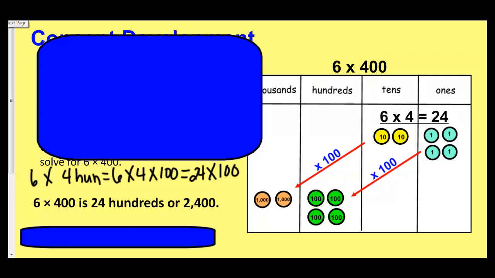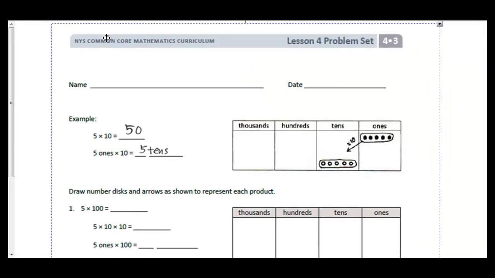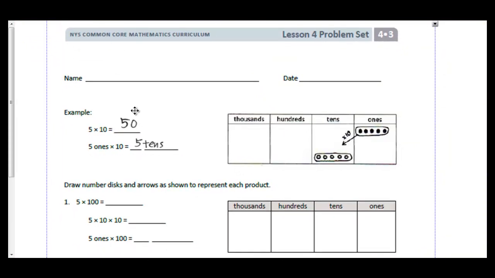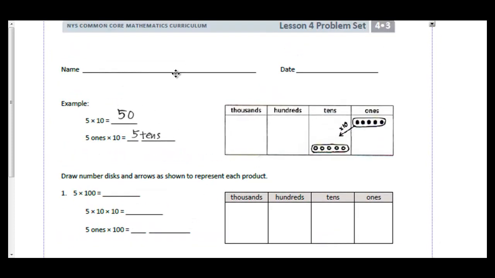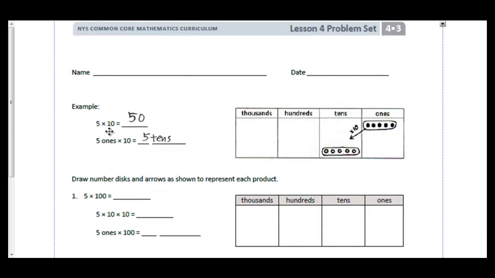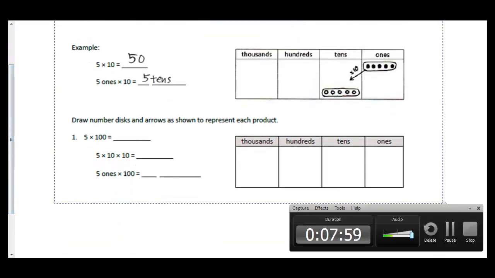So get out problem set 4, and we're going to practice a little bit now. Go ahead and put your name at the top of your problem set, and you're going to notice that they included an example. The examples are always very helpful because they give you an idea of what they're expecting. So 5 times 10 equals 50, which is 5 ones times 10, which is the same thing as 5 tens. We're going to draw a number disc and arrays as shown to represent each product. I want you to show me 5 in number discs, and if you think you know how to multiply that times 100, go ahead and try.